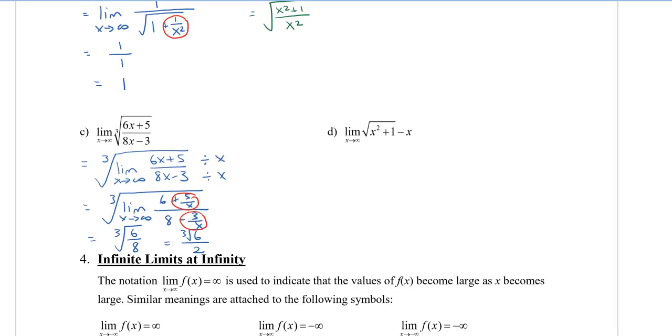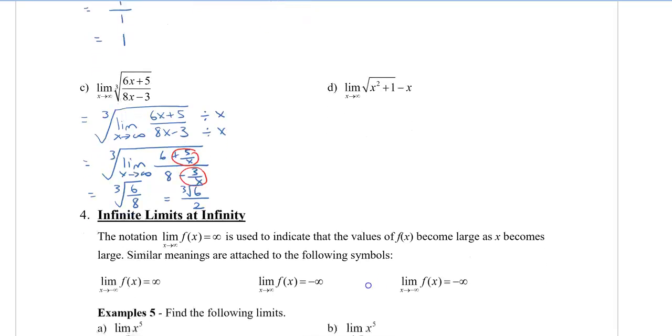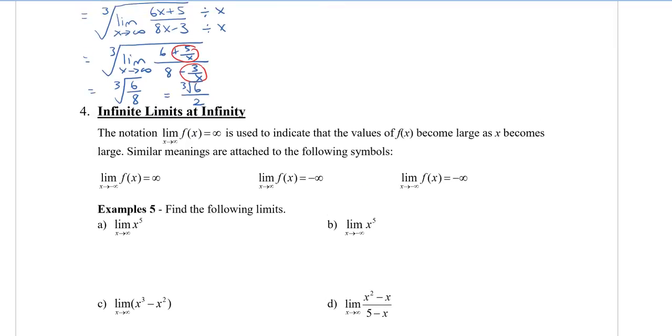All right, lastly, what I want to do is take a little bit of a look at infinite limits at infinity. So the notation limit of f of x equals infinity as x approaches infinity is used to indicate that the values of f(x) become large as x becomes large. So that means our y value is becoming large as x becomes larger. Similar meanings are attached to the following symbols. So we can say the limit of f of x approaches infinity as x goes to negative infinity. We can have the limit go to negative infinity as x approaches infinity. And lastly, the limit of f of x approaches negative infinity as x goes to negative infinity.